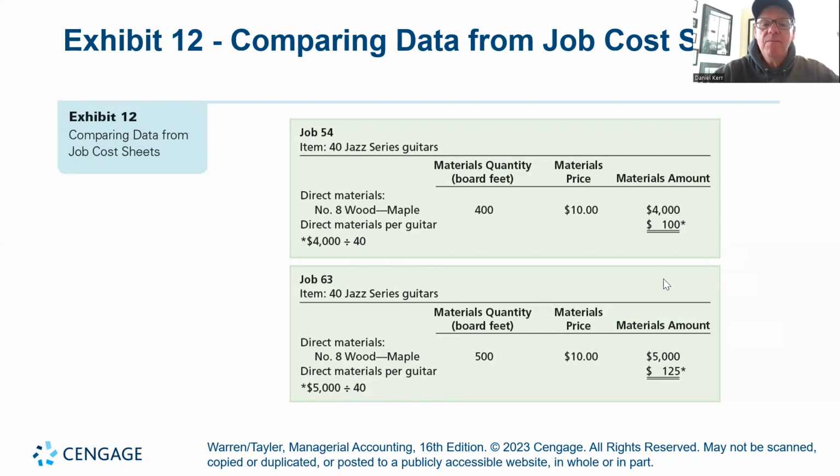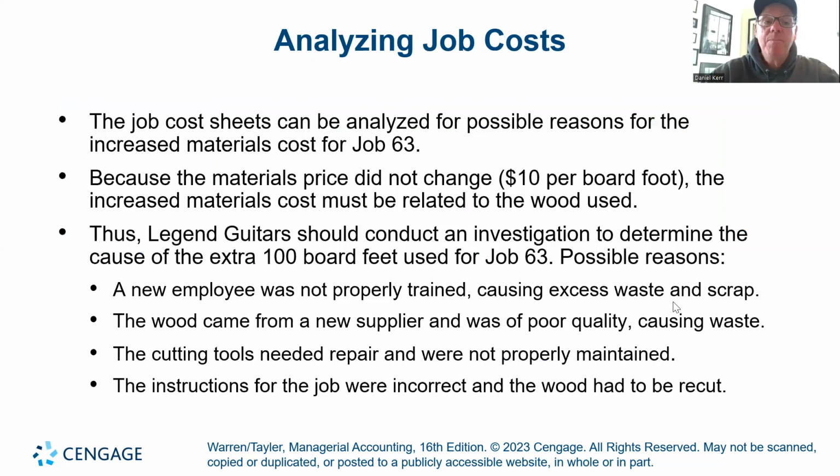Now, look what happened in job 63. Same number of guitars, but we used 500 board feet of wood. So we used a lot more wood. The cost remained $10, so we spent $5,000 worth of materials. So the cost of materials per guitar here is $25 higher than it is for job 54. If you set that up as a fraction, $25 higher divided by $100, so the materials costs are 25% higher. That is significant, and we ought to explore that and see why that happened.